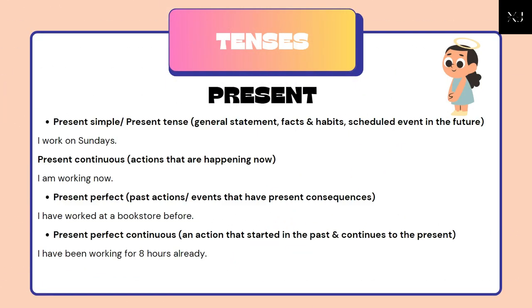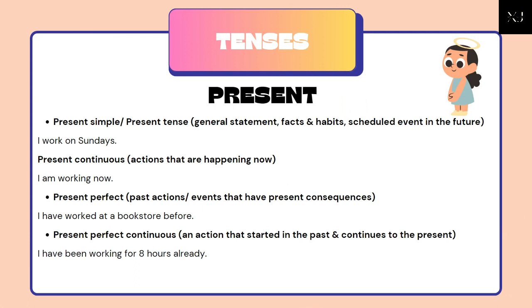Alright, the next one is present. Okay, again we have present simple or present tense. It's a general statement, facts and habits or scheduled events in the future. I work on Sundays. You see, every Sunday I'm working, right? So I can just say I work on Sundays. But this is I, one person. If it's she, she works on Sundays. You need to add s after the verb.